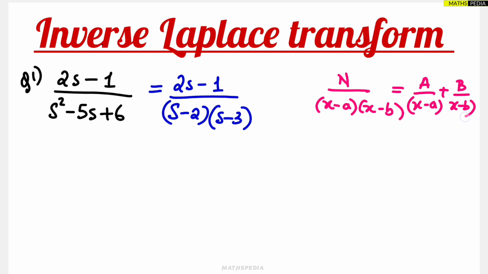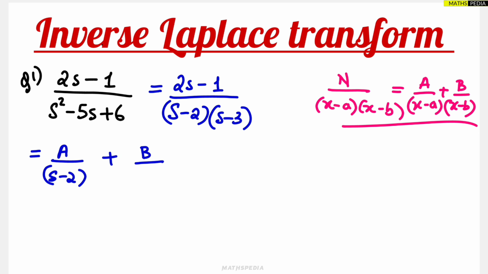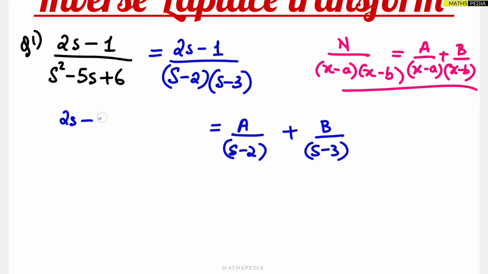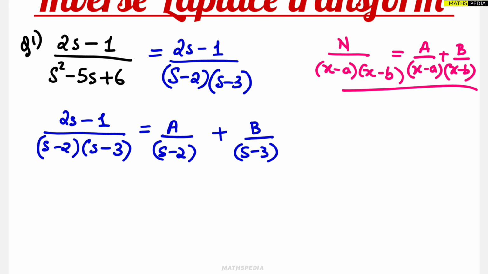So what will happen to the question? It will become a divided by (s - 2) plus b divided by (s - 3), and that is equal to this part. Now we have to find the values of a and b. How to find the values? Here we have written it like this so you can understand very well. Now we have to get the values of a and b.